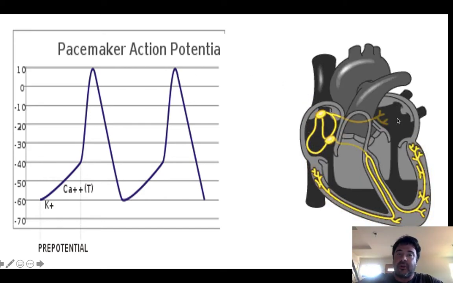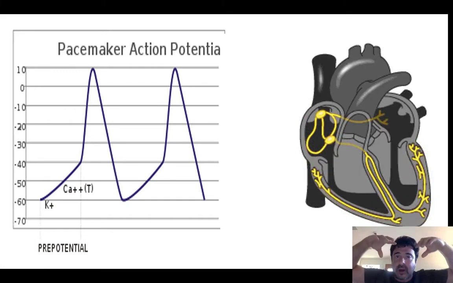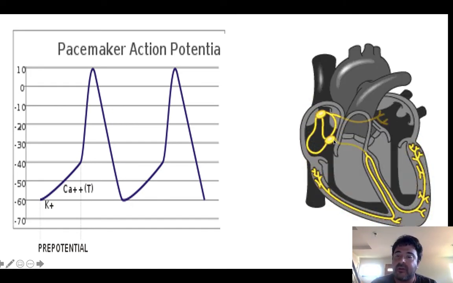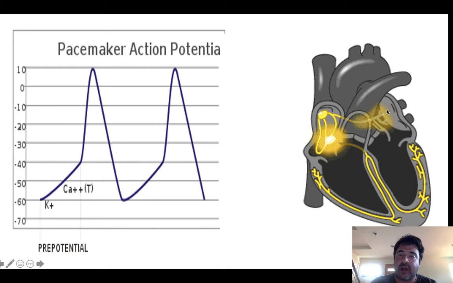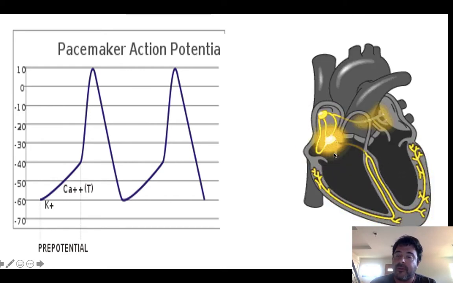Depolarizing phase spreads through the atria, right? The atria depolarize, subsequently contract, right? The AV node delays that electrical signal for just 0.1 seconds, gives the atria time to finish contracting. Atria don't fill up, but they top off the ventricles, right?